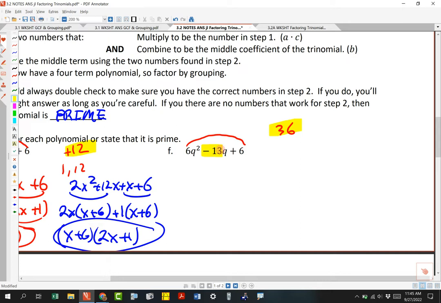I need some numbers that multiply to be positive 36, combined to be negative 13. And I'm a big fan of saying the sign of the numbers that we're working with. So let me say it one more time, and then I'll ask for a volunteer. Multiply to be positive 36, combined to be negative 13.